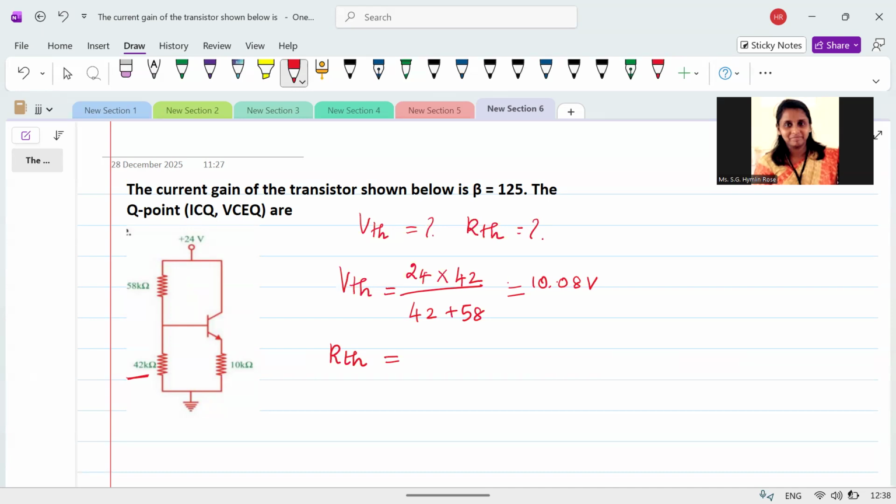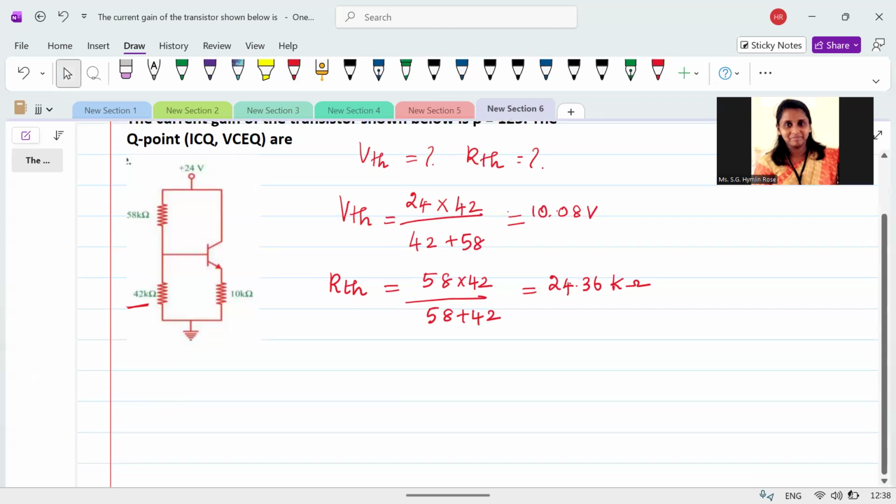Similarly, we can find RTH, which is nothing but R1 R2 by R1 plus R2. It is a parallel combination. So it is 58 into 42 divided by 58 plus 42, which is nothing but 24.36 kilo ohm. Okay, so we have found these two values. Now we have to find the Q points, VCEQ and ICQ.